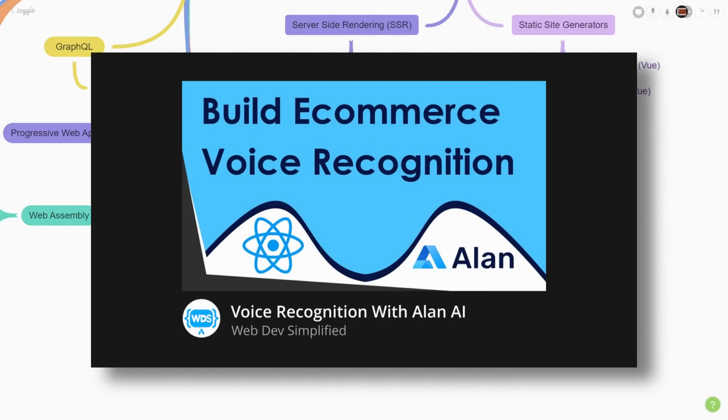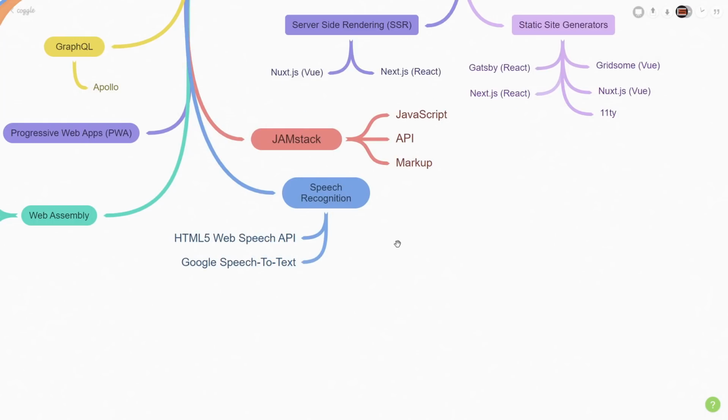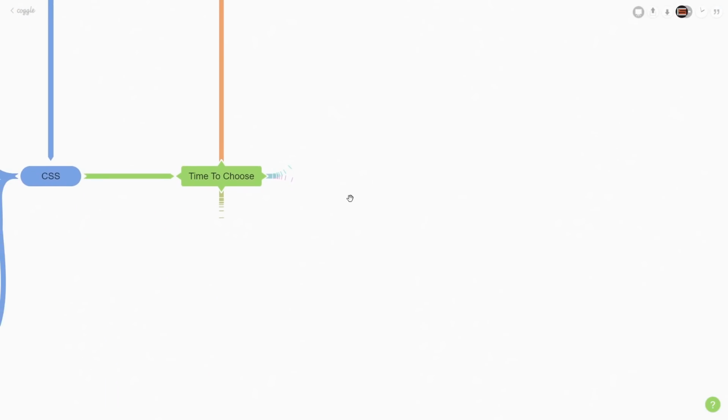And you can check out this tutorial from Web Dev Simplified on how to integrate Allen AI into your application. All right, let's move on to the next part of our path. Let's go back down here, and we're going to talk about the backend path.